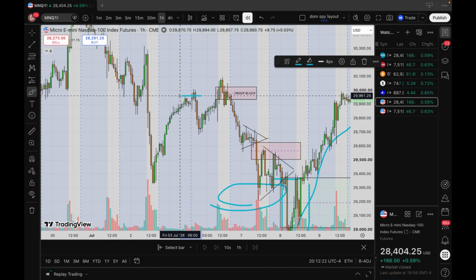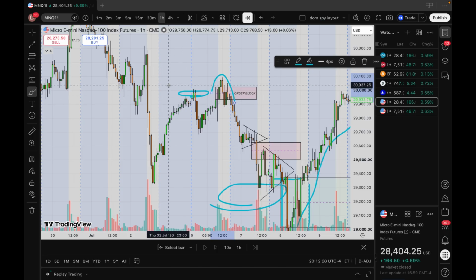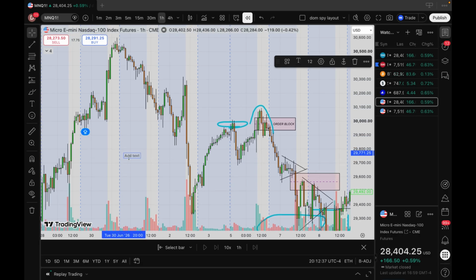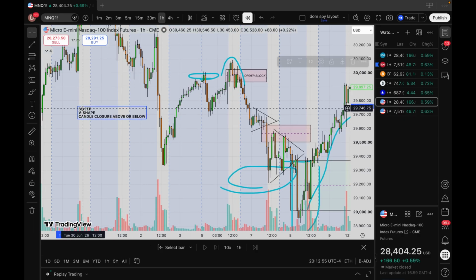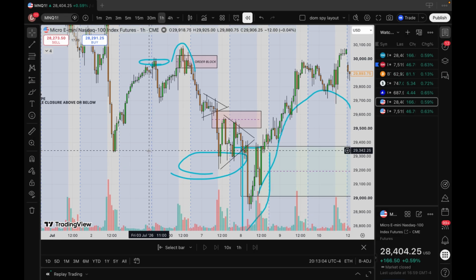To really give you more confluences is these liquidity sweeps. Sweep, V-shape, candle closure below or above, depending on your case. If you can have a checklist, that's what I would be checking. Sweep, V-shape recovery, and then you have your candle closure above or below, depending on if you're doing bearish or bullish. That's exactly what you want to look for there. All right. Let me see, thinking if I missed anything.